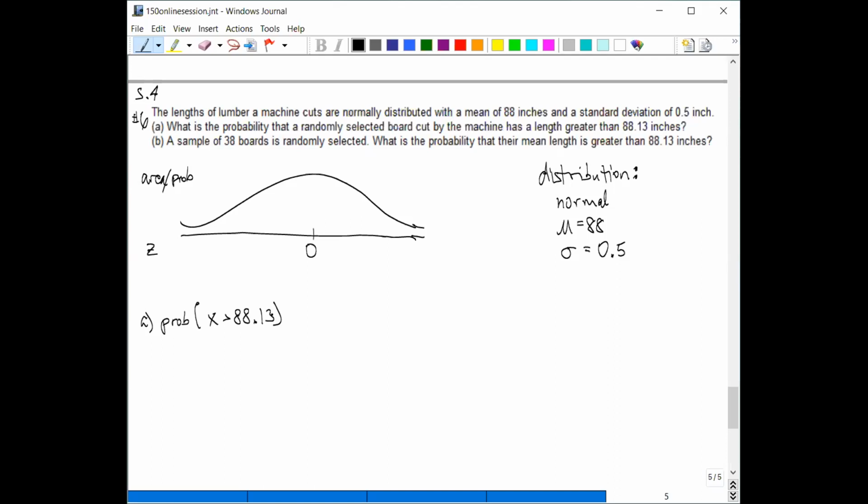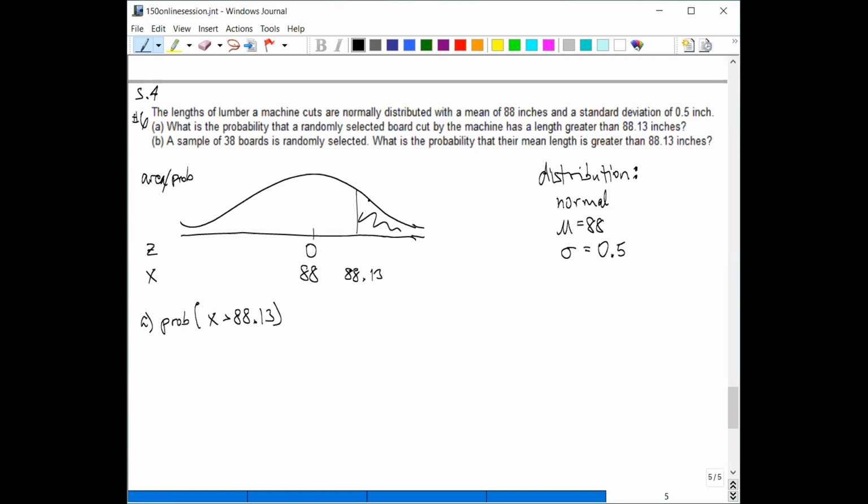Okay, so we also have to look at X values, and for X values, what goes in the middle of the distribution is the mean, and we already know that mu is 88. And now this question is asking us about 88.13, so I've got to mark that value off. And then it says greater than, so what we're interested in is everything to the right. So now that's the setup of all the given information and what the question is. And then from here, we have to do our calculations.